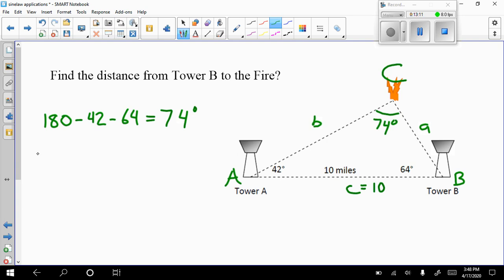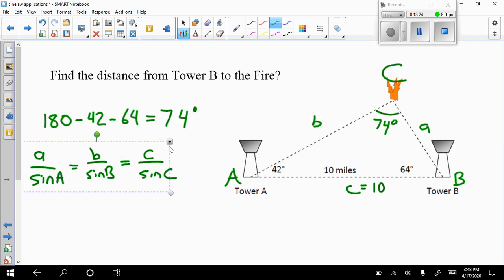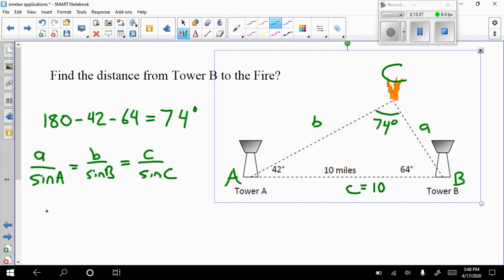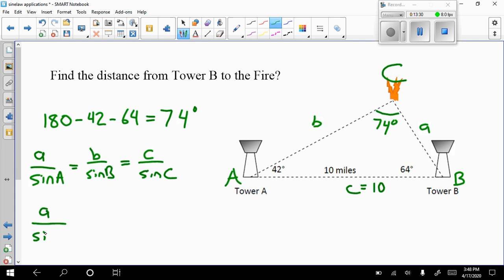Okay, so let's write out sine law. A over sine A is equal to B over sine B is equal to C over sine C. Okay, let's plug our numbers in. A over sine of 42 is equal to B over sine of 64 is equal to 10 over sine of 74. Okay, so there they are.